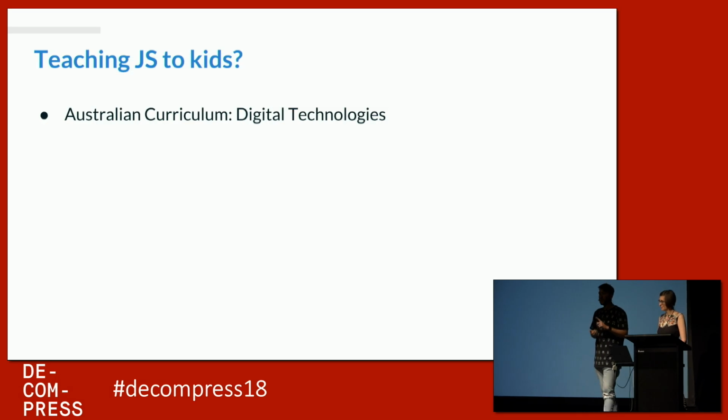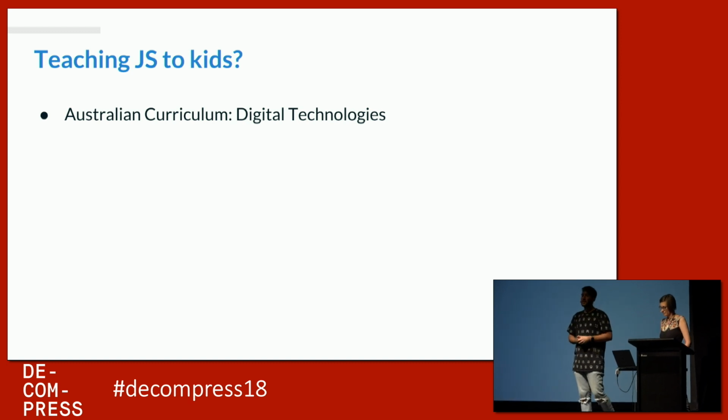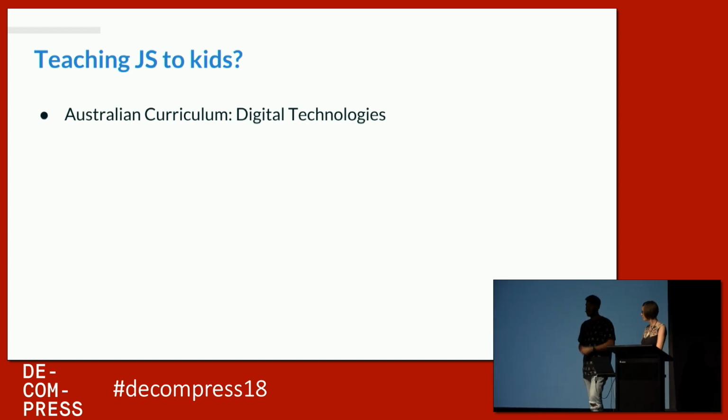Hey, I did it. OK, so why would we want to teach JavaScript to kids? A new project called the National Curriculum just rolled out in every state in Australia except for New South Wales, and it includes the Digital Technologies curriculum. That curriculum has students learning to code from grade 3 through to grade 8, and in years 7 and 8, they should be using a general-purpose programming language to create interactive user interfaces. Does that sound familiar? That's JavaScript.